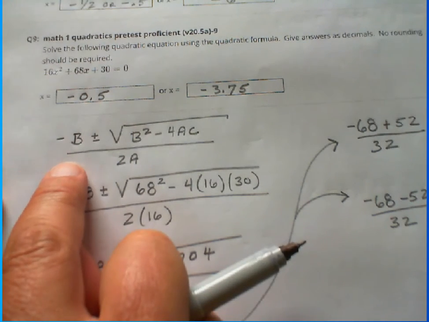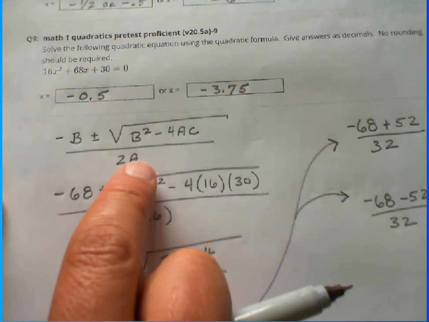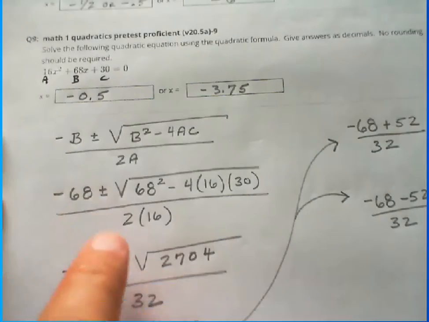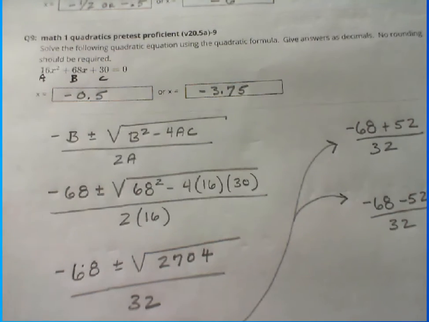This one I used the quadratic formula on. Quadratic formula is listed right here. Negative b plus or minus the square root of b squared minus 4ac all over 2a, where this is a, b, and c terms. So I plug in my a's, I plug in my b's, I plug in my c's, I turn the crank, and I see what comes out.